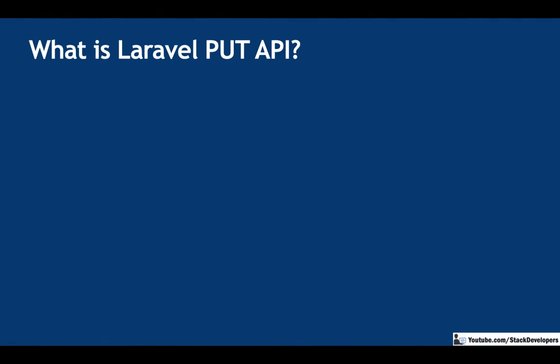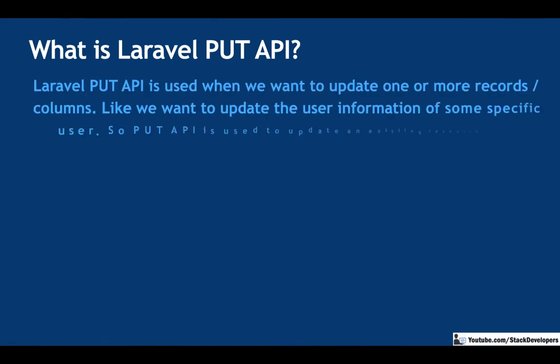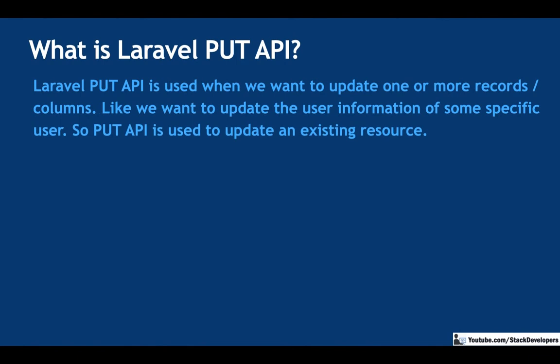Now we are going to see the next question. What is Laravel put API? Laravel put API is used when we want to update one or more record columns, like we want to update the user information of some specific user. So put API is used to update an existing resource.